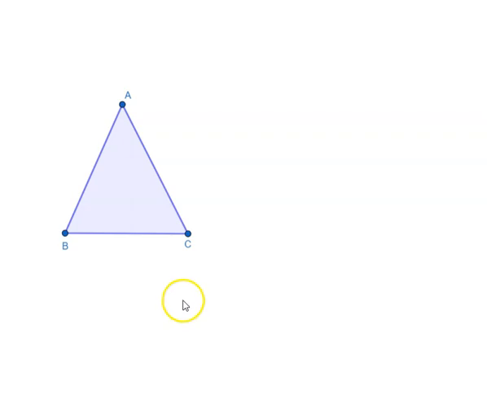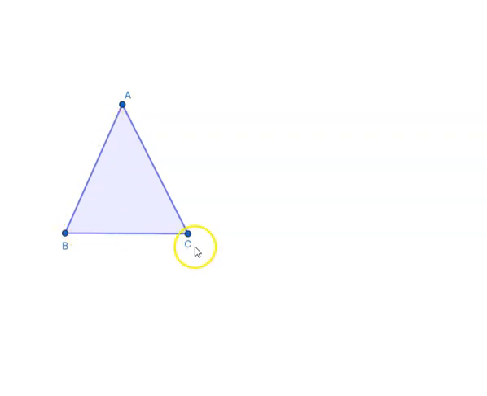Let us look at proposition number 2 of book 6 of Euclid's Elements. The proposition says, if a straight line is drawn parallel to one of the sides of a triangle, then it cuts the sides of the triangle proportionally. And if the sides of the triangle are cut proportionally, then the line joining the points of section is parallel to the remaining side of the triangle. Okay, so what does that mean?